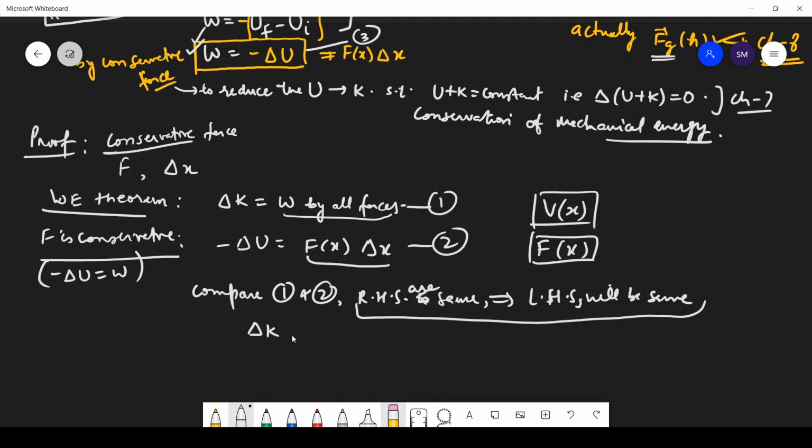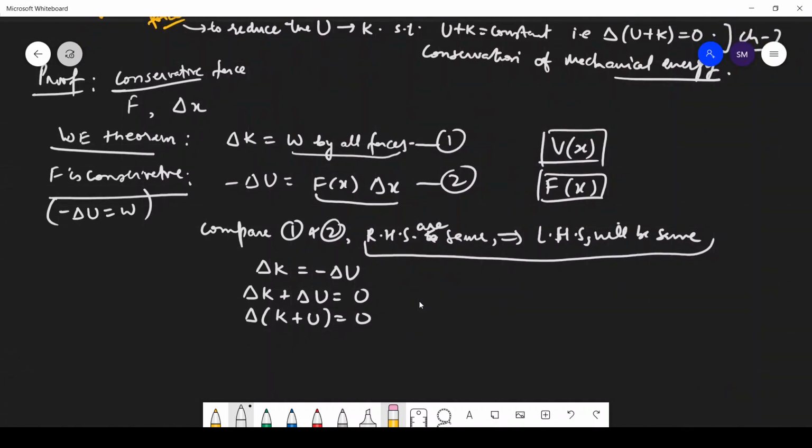So it means that delta k is equal to minus delta u. Taking delta u this side, delta k plus delta u is equal to 0. See, don't say that I have taken the delta common. No, I have not taken the delta common, but this is the way. That's the same thing, that change in k and change in u. So add both of them. The change is the sum of the total change. So that's another way of writing this same thing.